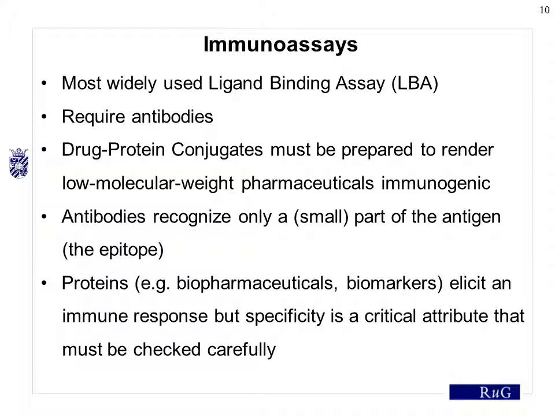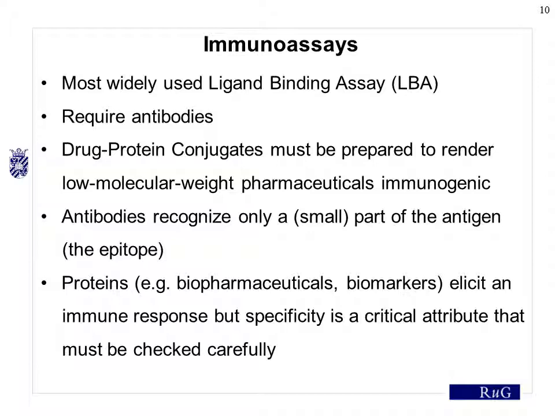Proteins such as biopharmaceuticals and biomarkers elicit an immune response. However, they must be injected into species different from where they come from. For example, if you want an antibody against the human protein, you would have to raise the antibodies in another species such as a rat or a rabbit. If you would like an antibody against the biopharmaceutical which resembles a human protein, you must select antibodies that can discriminate the endogenous molecule from the recombinant biopharmaceutical. We will see more about that later in the section on biopharmaceuticals.